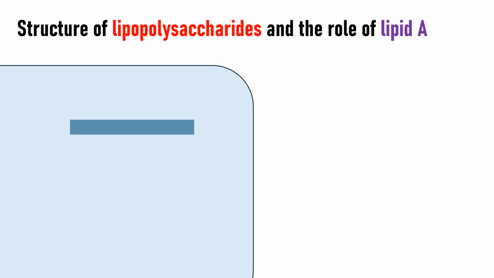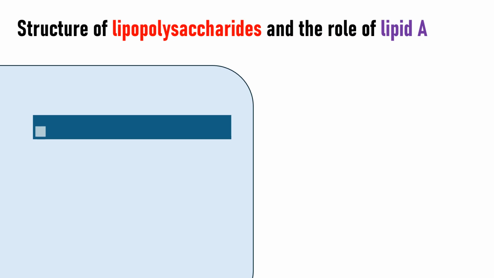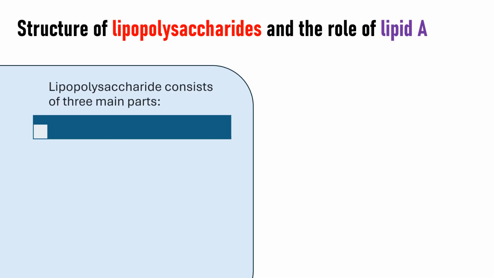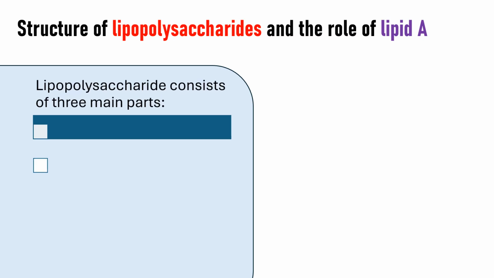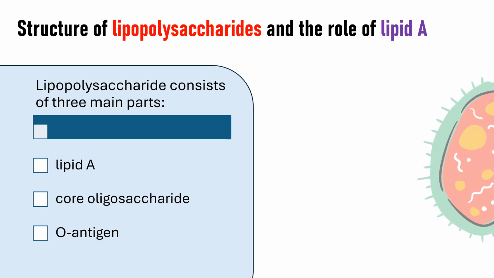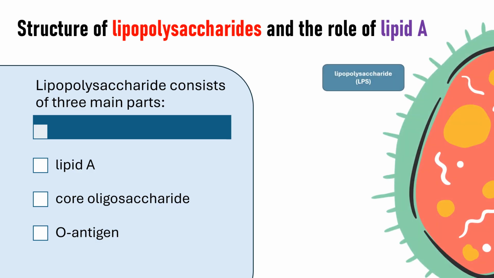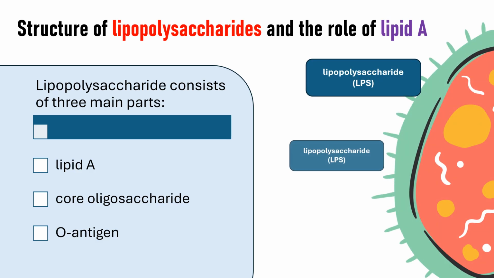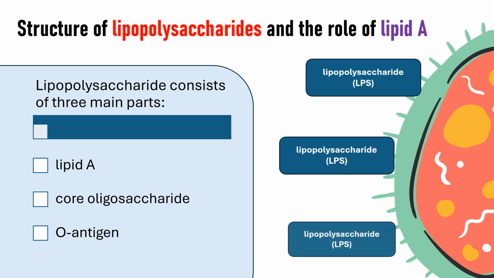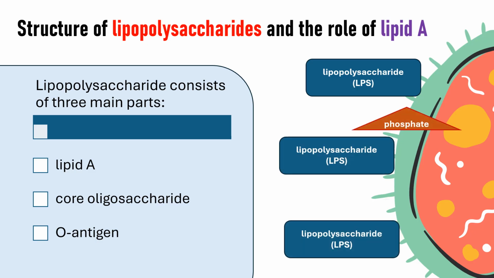The structure of lipopolysaccharides and the role of lipid A. To understand the mechanism of action of colistin, it is important to examine the structure of lipopolysaccharides, LPS. Lipopolysaccharide consists of three main components: lipid A, core oligosaccharide, and O-antigen. Lipid A is the hydrophobic portion of the molecule embedded in the membrane lipid layer. Lipid A is the primary target of colistin.